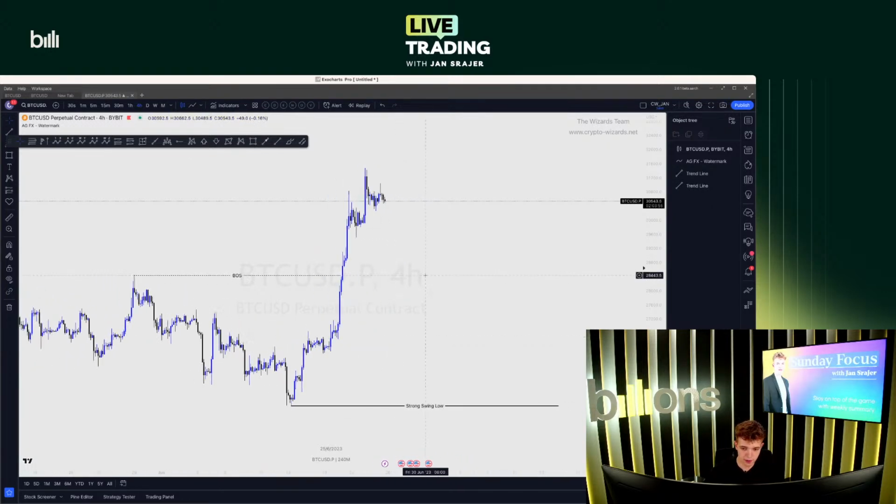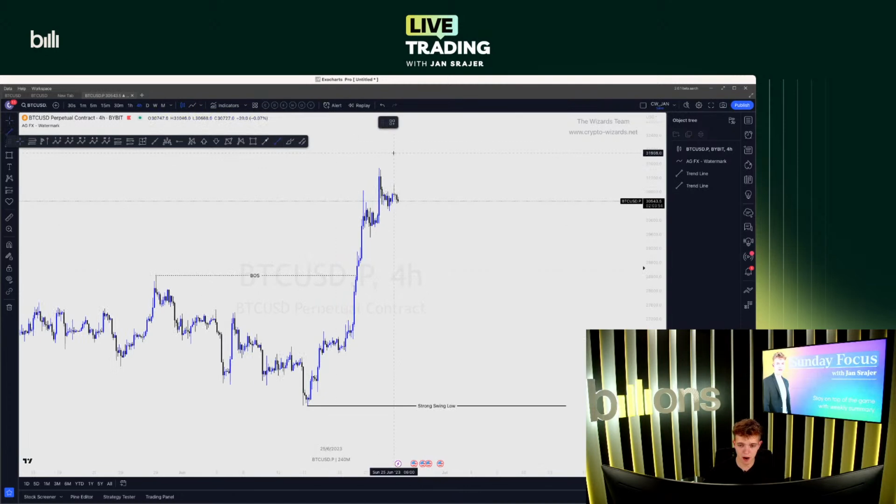The second thing that we're going to do is mark out the swing high. But can we call this a swing high now? Well, clearly not, because there is not enough retracement yet. So price always moves like this.